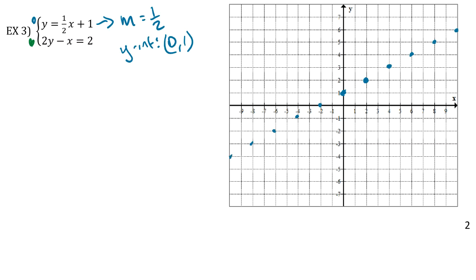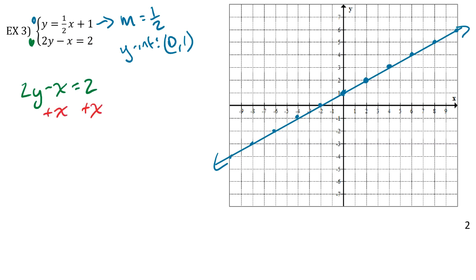All right, and then we draw the line through these. All right, there we go. Now we can go on to the second one. So 2y minus x equals 2. All right, we can move x to the other side by just adding x. So we get 2y equals x plus 2. Then we need to divide both sides by 2. So we're going to get y equals 1/2 x plus 1.